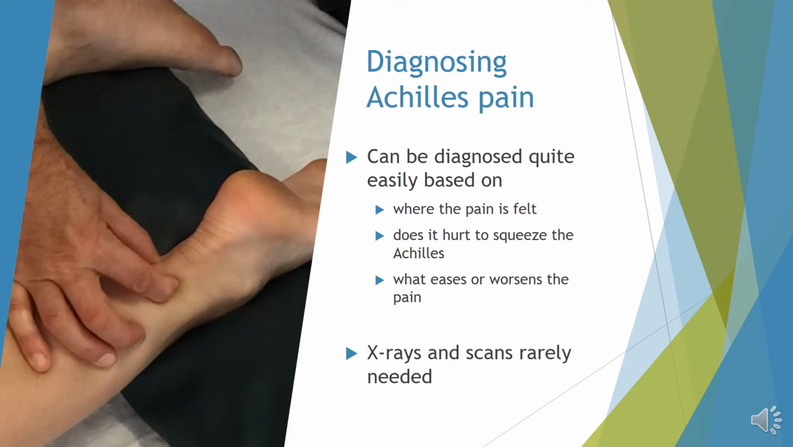To diagnose Achilles tendon pain is on the whole fairly easy. It can be diagnosed based on where the pain is felt, so it should be from the heel and up to sort of 6 or 8 centimeters above that. It shouldn't be further up the calf muscle. It certainly shouldn't be above the knee. So combining where the pain is felt and does it hurt when you squeeze the Achilles tendon gives us a lot of information and is a very reliable way to diagnose this problem.